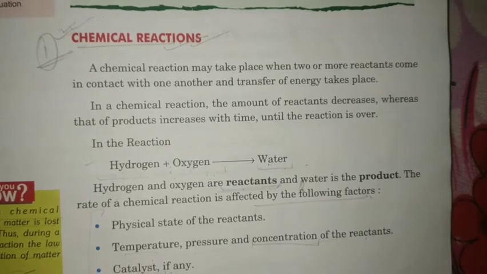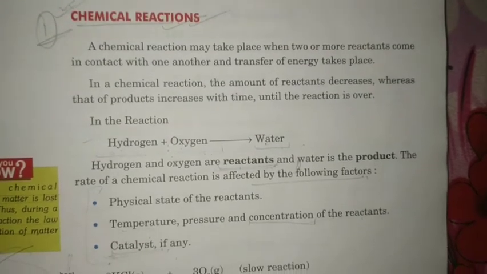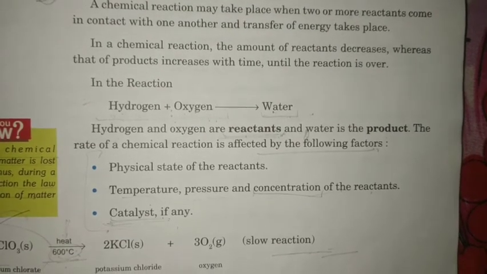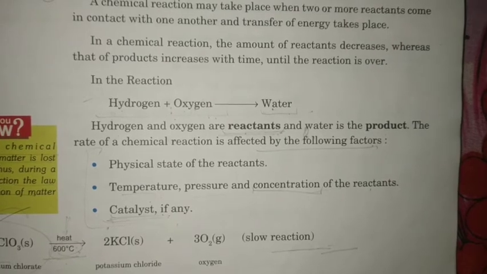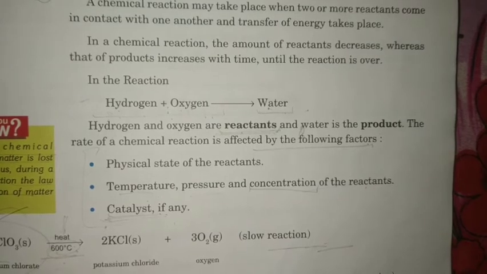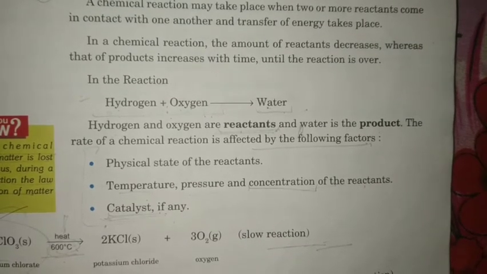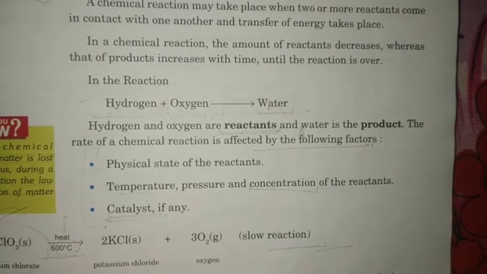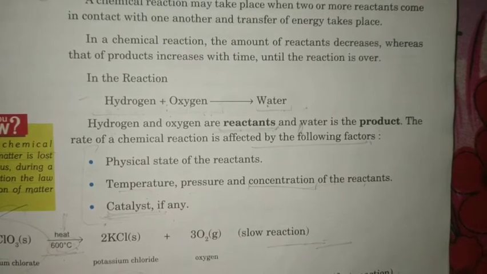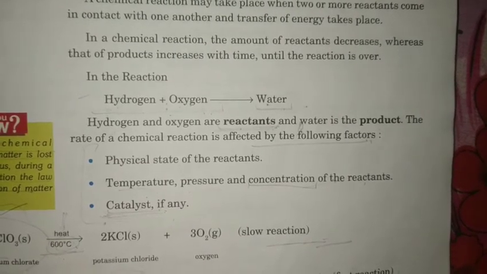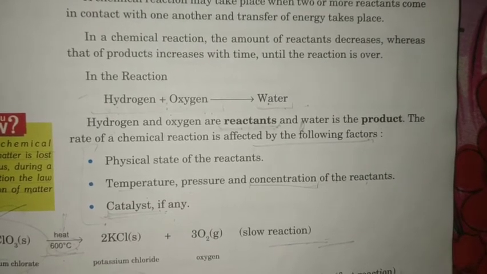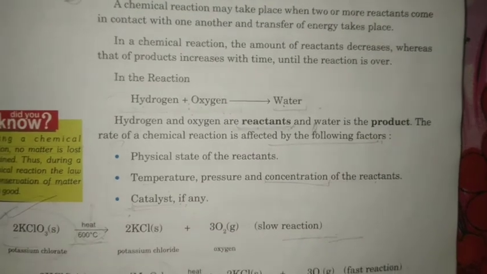Now, the rate of a chemical reaction is affected by the following factors. What are the factors? The first factor is the physical state of the reactants. You know there are three types of physical states: solid, liquid and gas. Then temperature, pressure and concentration of the reactants. So if you change the temperature, pressure or concentration of the reactants, it will affect the rate of a chemical reaction. Third is catalyst.